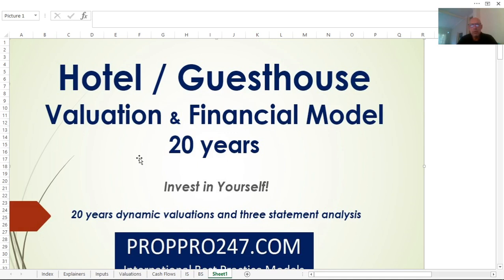So this is all you should need, even if you're approaching the bankers or outside investors. You should need no more than this as a comprehensive valuation, which anybody can follow, and there are no difficult or tricky formulas in the model whatsoever.